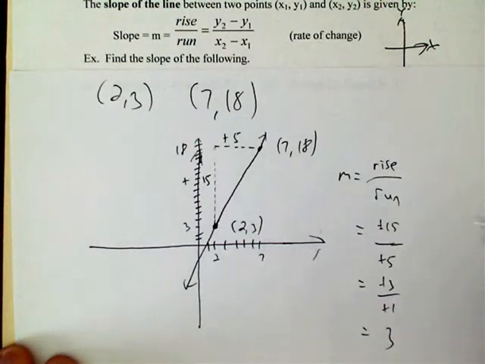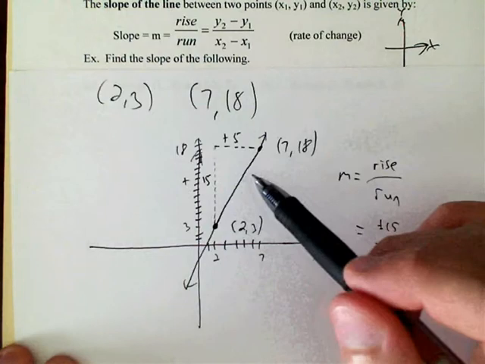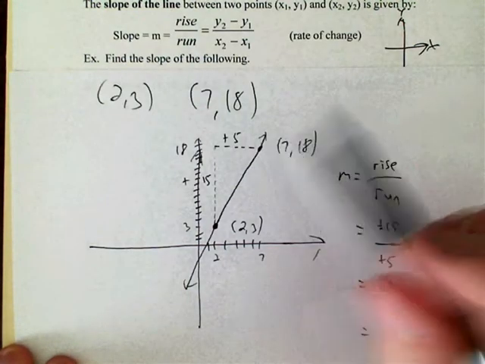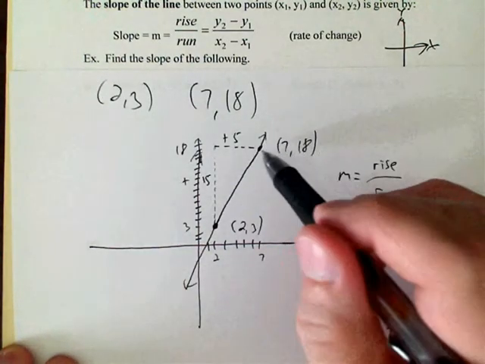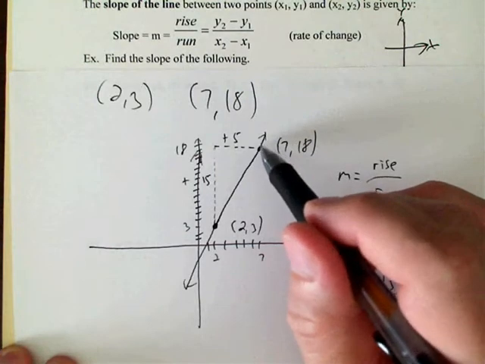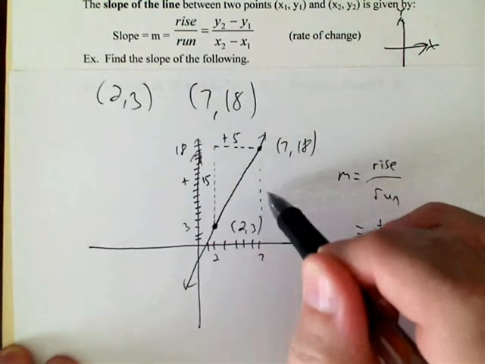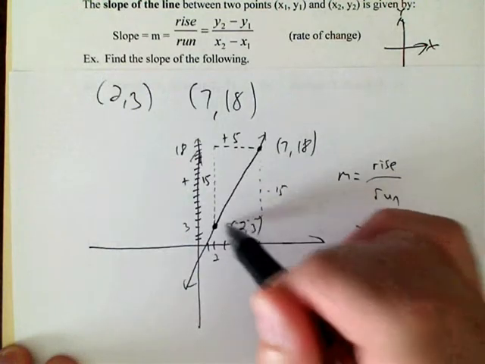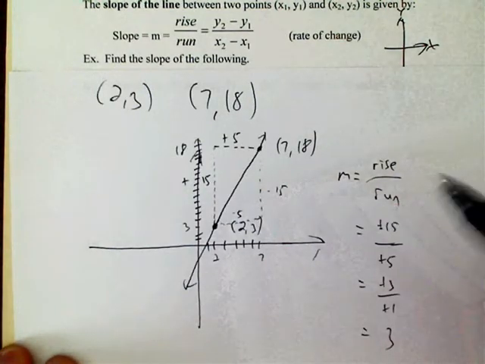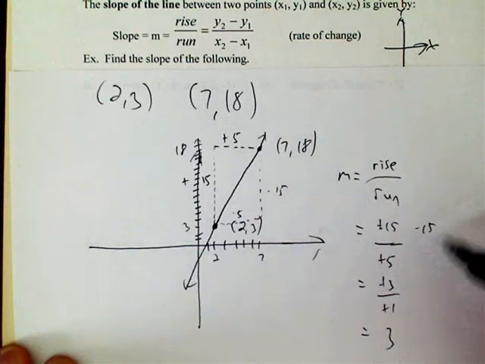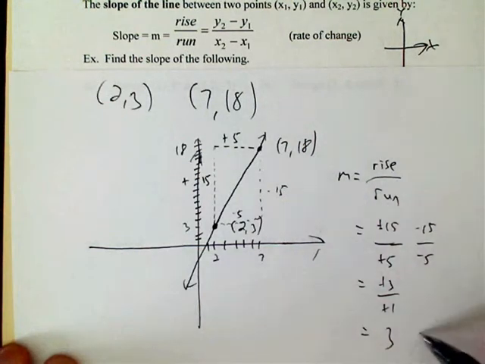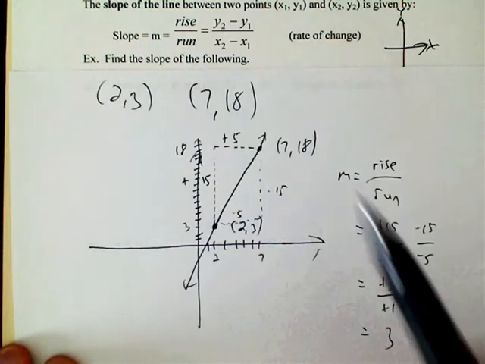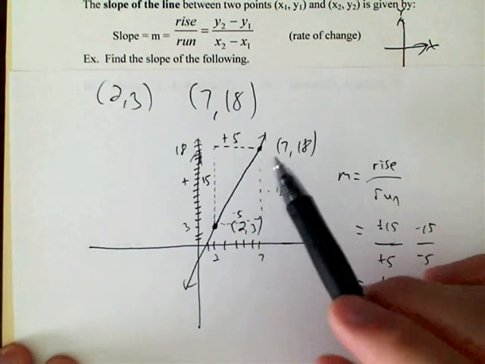Now we don't have to draw this picture over and over again. Before I mention what I was going to mention, we also could have gone from this point and gone down first, and if we did, that would have been a negative 15, and then we could have gone to the left, which is a negative 5, and we still get the same answer. Negative 15 over negative 5 is still equal to positive 3. So it does not matter which way you go, but the signs represent the direction, which is very important.